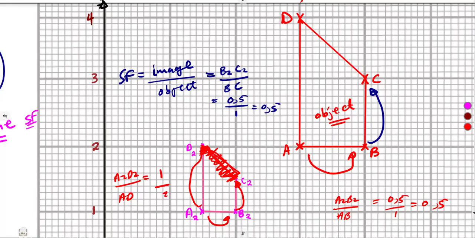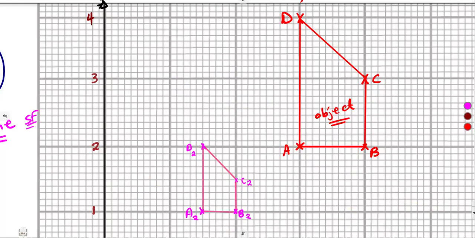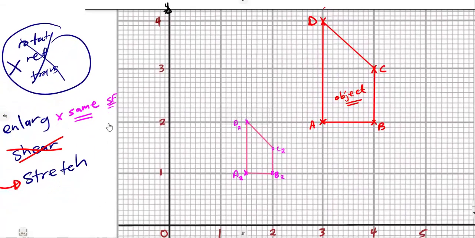So it means this was an enlargement. We've got the same scale factor, image over object, the corresponding image line to the corresponding object line. It is giving us the same thing, which is 0.5. So we can conclude that it is what? An enlargement. Also, if you are worried that maybe the way I'm finding my scale factor is wrong, you can do this.